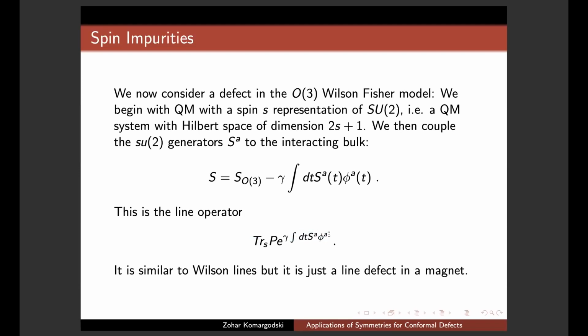So you can think about this interesting line operator as a close cousin of the Wilson line, even though this is not a gauge theory, it's just the Wilson-Fisher model. It has line operators that very much remind us of Wilson lines. So we simply trace the order parameter dotted with the spin operator in the representation S. So the question, an interesting question in condensed matter, is what is the infrared limit of this system. So you just replace one of the atoms by a spin S atom.